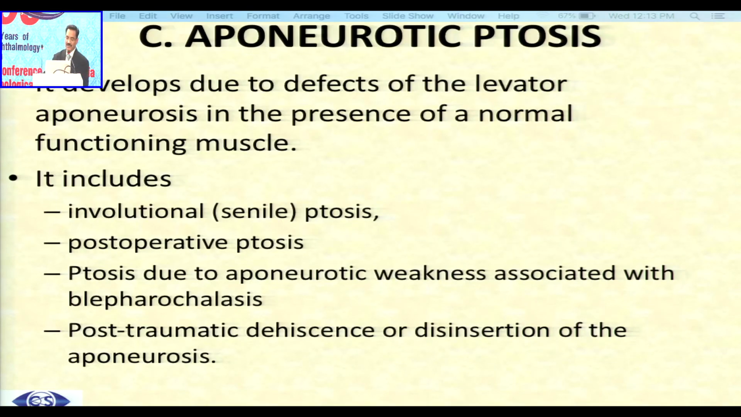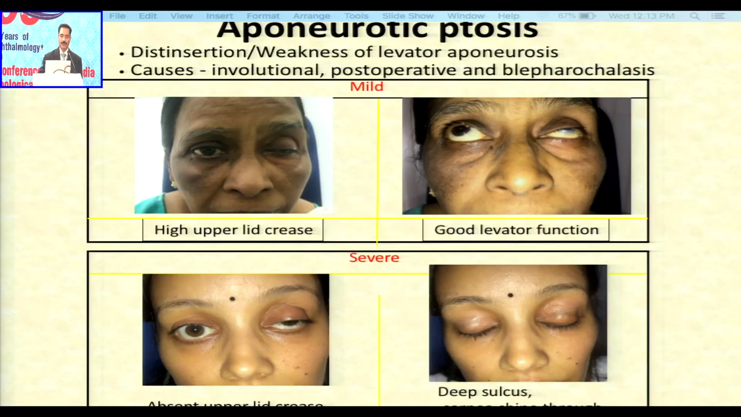Aponeurotic ptosis, we have already discussed. There are various causes: involutional ptosis or senile ptosis, postoperative ptosis, blepharochalasis resulting in it, and trauma creating aponeurotic ptosis. These are some of the photographs of aponeurotic ptosis. Classically, you have a high lid crease and deep sulcus. This is quite a deep sulcus.